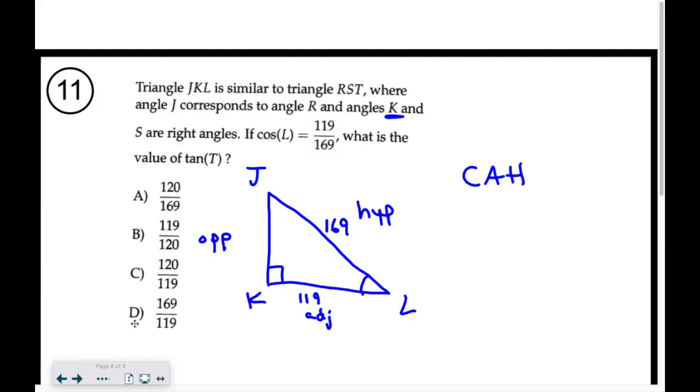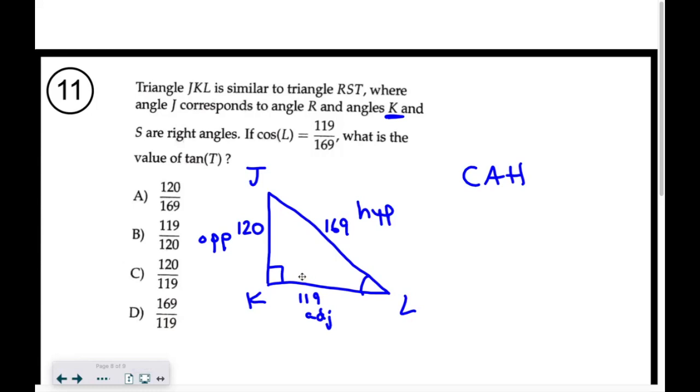Now, I could find the other side using the Pythagorean theorem, but if I look at every answer, the only other number in the problem is 120, so it's safe to say that this would need to be 120. All right, so that's another way we can just use our answers to save a little bit of time, but it wouldn't take too long if you want to double check that using the Pythagorean theorem.